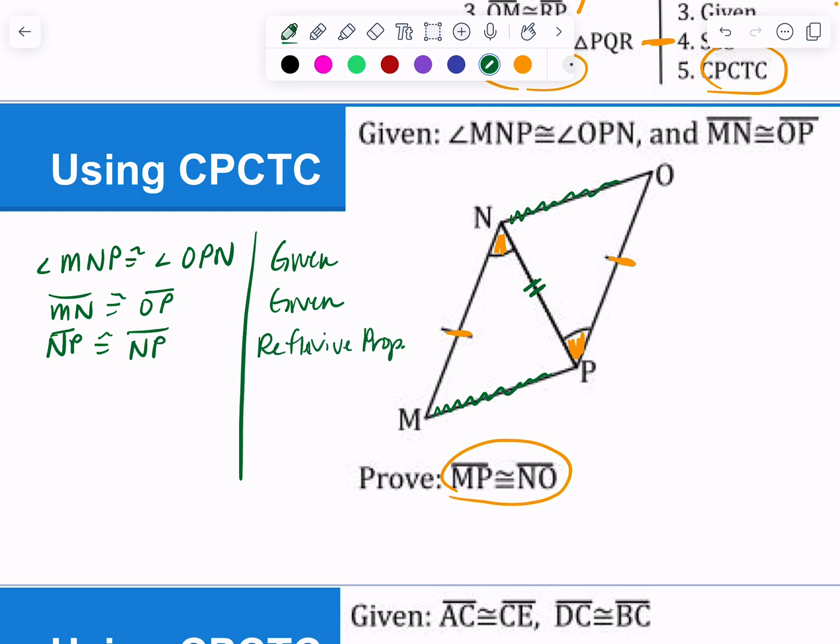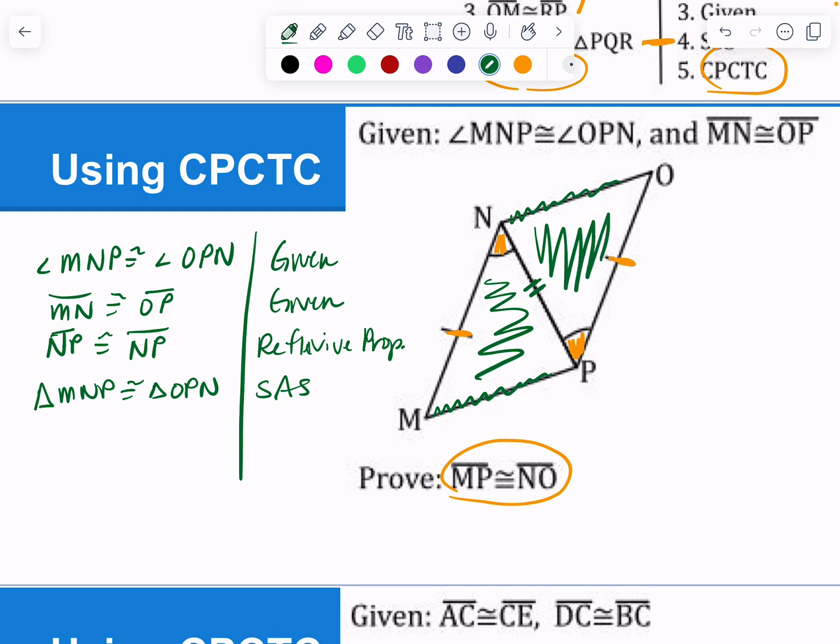And now I can say, well, these 2 triangles, MNP is congruent to triangle OPN by side, angle, side. And now, because I know that this triangle here is congruent to this triangle here, I can say MP is congruent to NO by CPCTC.